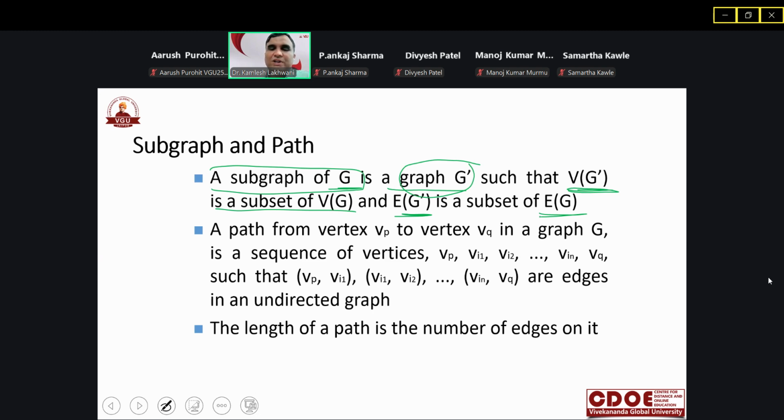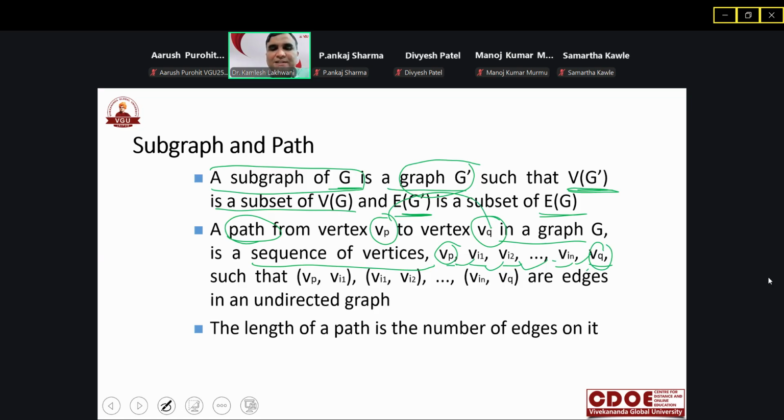So now let's try to understand a path. A path from vertex VP to VQ in a graph G is a sequence of vertices like VP, VI1, VI2, up to VIN, and finally we reach VQ. So if we are reaching from VP to VQ and there are multiple vertices in between, all these vertices will be considered as a path between VP and VQ.